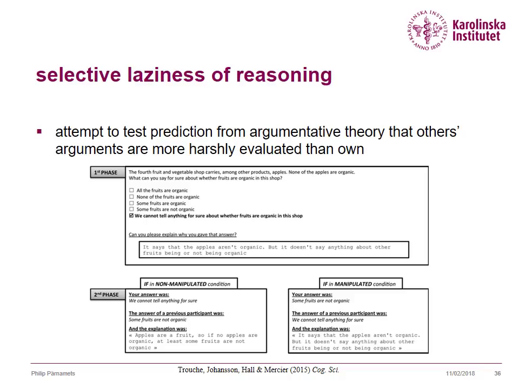And there have been some attempts to test predictions from the argumentative theory of reasoning. One example is the study that's described here. This was a reasoning study. Participants read logical problems, as you see up here in the first phase, and they gave a response. Then they also wrote a short statement about why they chose that response, so they gave an argument for their response.